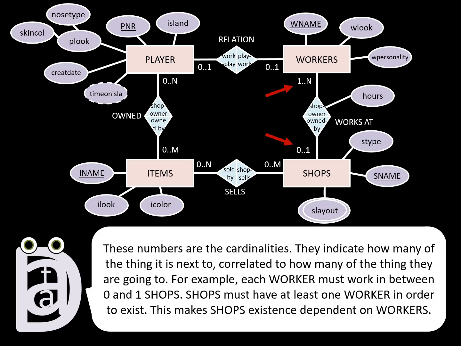These numbers are the cardinalities. They indicate how many of the thing it is next to, correlated to how many of the thing they are going to. For example, each worker must work in between 0 and 1 shops. Shops must have at least one worker in order to exist. This makes shops' existence dependent on workers.